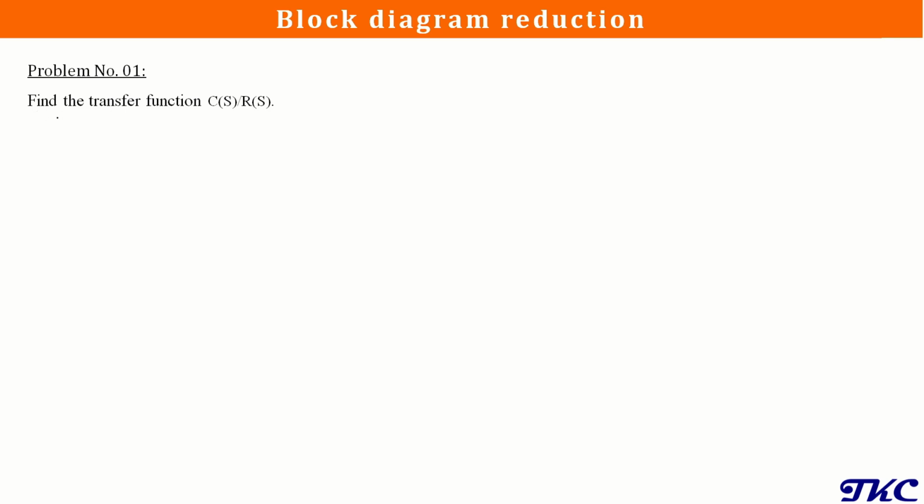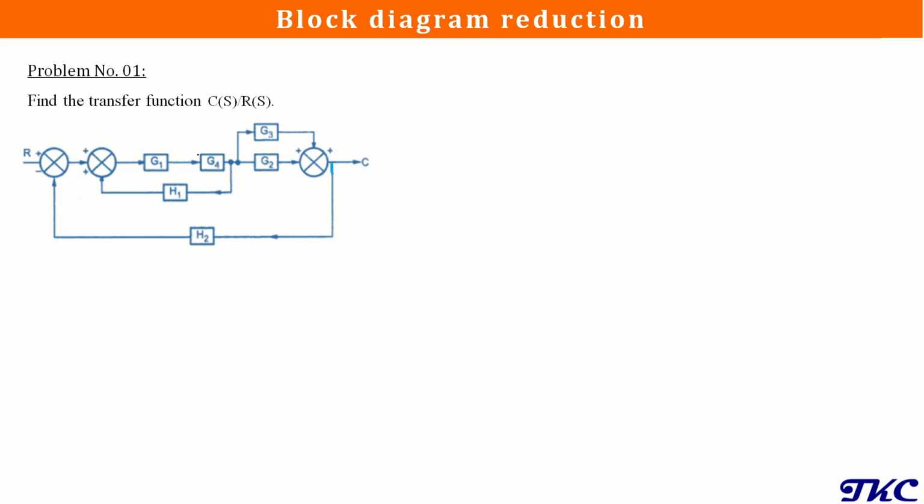The question here is to find the transfer function C of S by R of S for the given block diagram. In this problem, we have R as the input signal and C as the output signal, and then we have various blocks which are connected in their logical sequence. And here we have different feedback signals also, that are ending at these summing points. So now let's reduce this block diagram in order to find its transfer function.